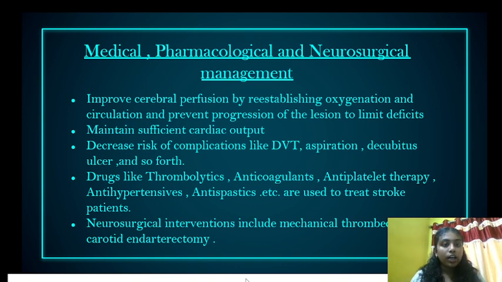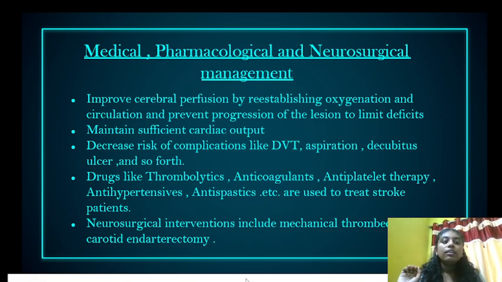We have to maintain the cardiac output as well as prevent many complications like DVT, aspiration, decubitus ulcers, pressure sores, and so forth. DVT is reduced by basic ankle pump movements. Aspiration can be reduced by using suctioning so that the secretions can be removed in the early phases. Ulcers and everything can be prevented by using any type of air bed or water bed at this stage.